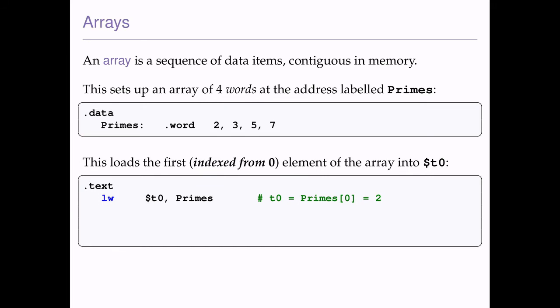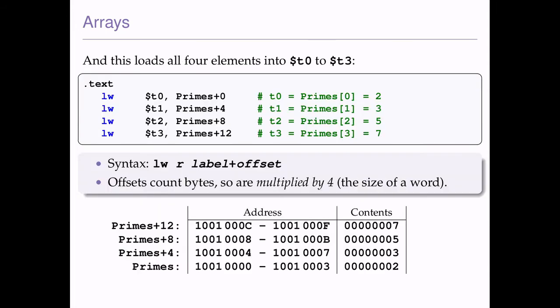So let's see how we would actually start manipulating that. Well, if we want to load out the first element of an array, that's pretty easy because we just do it the same way that we would for any word. You just use the load word instruction, you give it the register you want to store it in, and you give it the memory label, in this case primes, and that just says the first one, the one that's stored at the location primes. That's going to be the first element of the array, and we'll store that at T0.